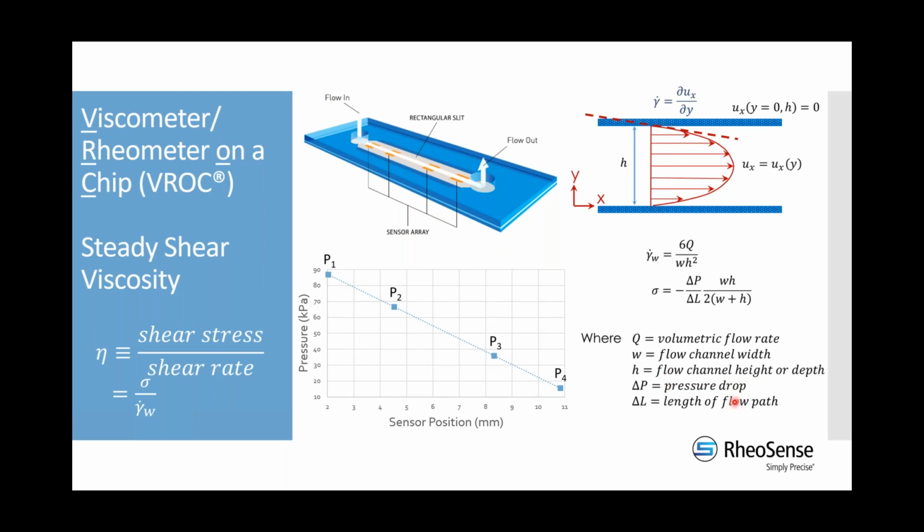We control the flow rate, Q, through the channel, and then we monitor pressure drop as the fluid flows across the pressure sensors. Since we know the geometry of the channel, we can calculate shear rate from the flow rate and the geometry of the channel. And also, knowing the pressure drop and geometry of the channel, we can then calculate shear stress. And shear stress divided by shear rate gives you viscosity. This is how we calculate viscosity. So we control shear rate, measure shear stress, and calculate viscosity.